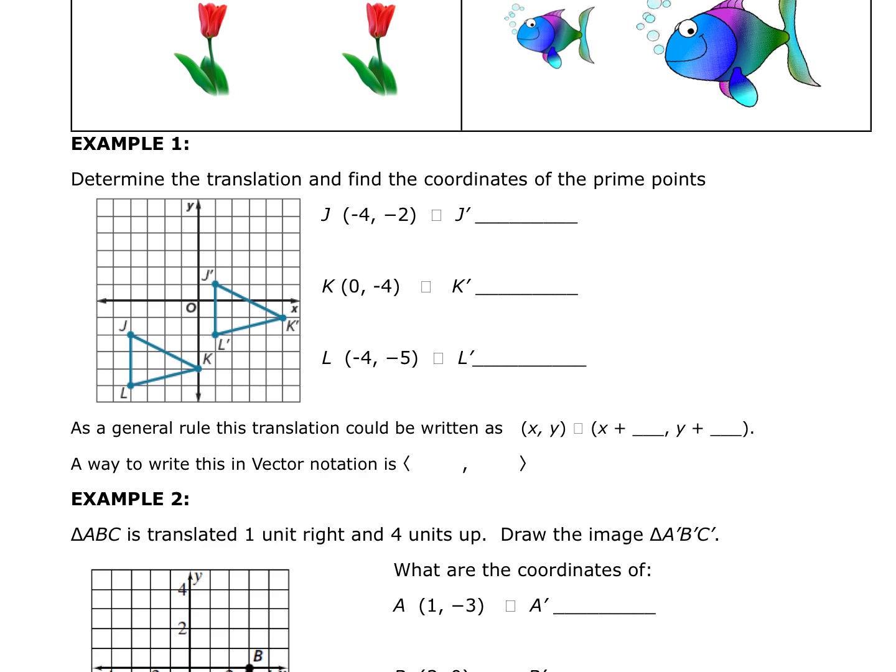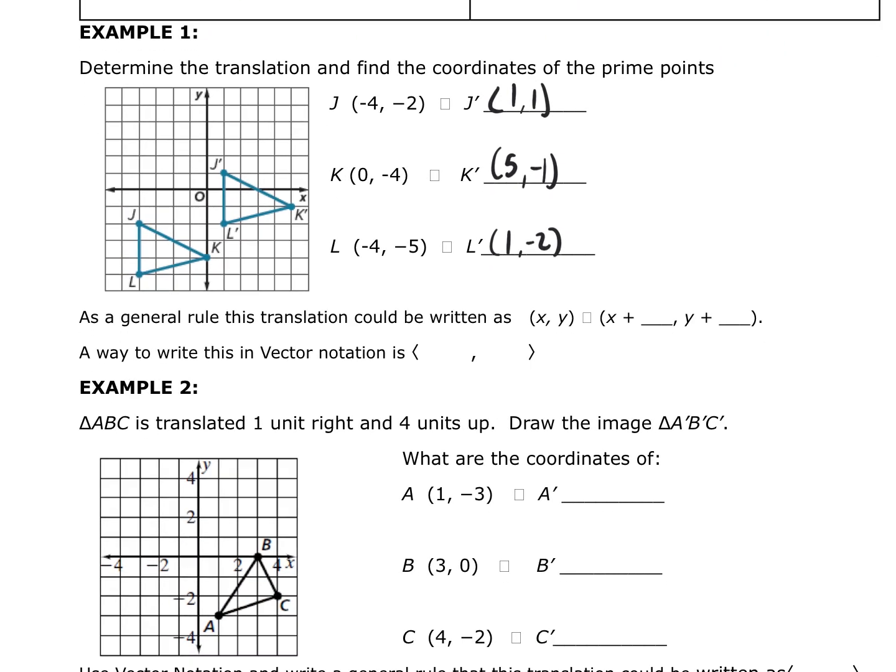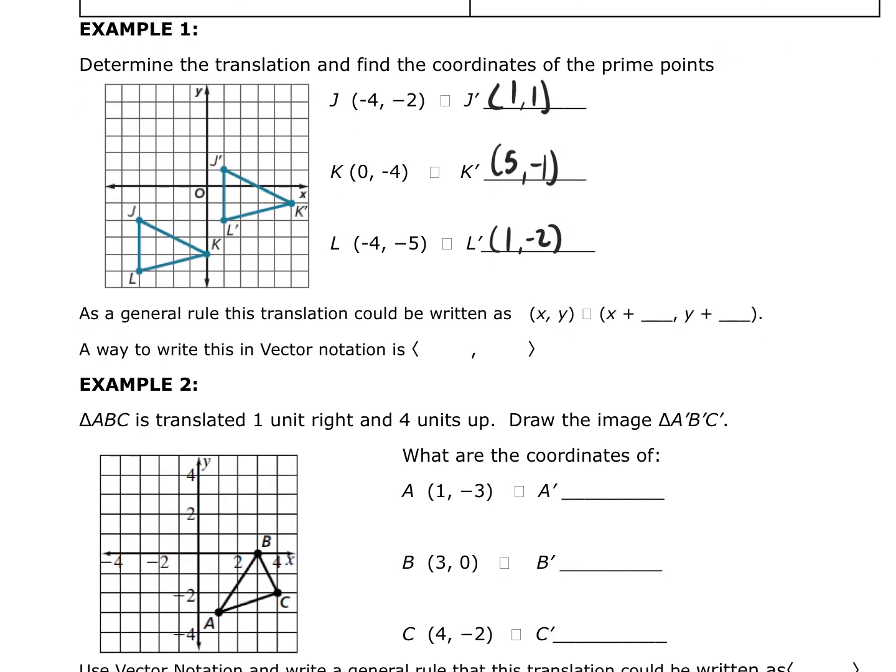So the first step here is we got to figure out the coordinates of J prime, K prime, and L prime. So the coordinates of J prime, you can see there on the graph, are at 1, 1. The coordinates of K prime are at 5, -1. And the coordinates of L prime are at 1, -2. All right, so that is where we have moved things to.